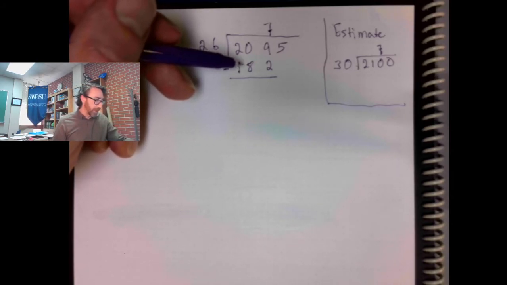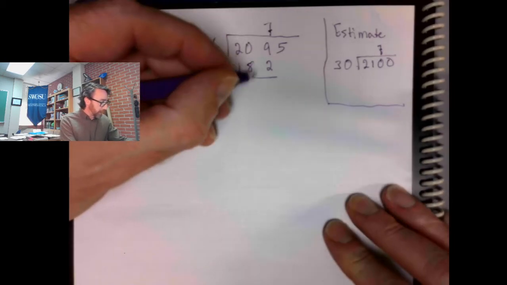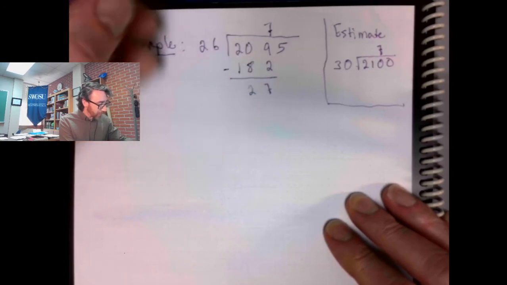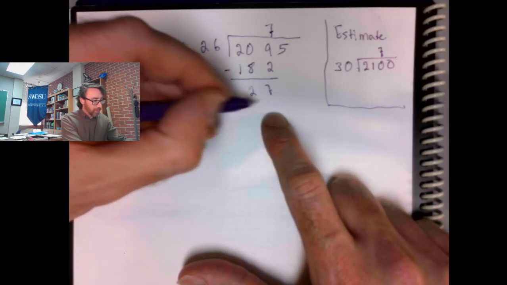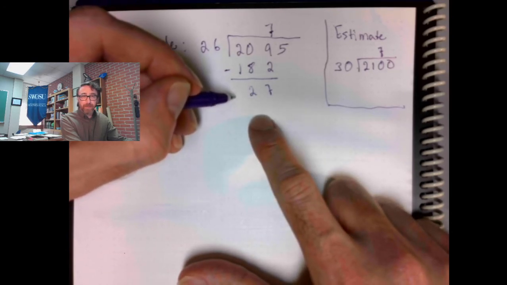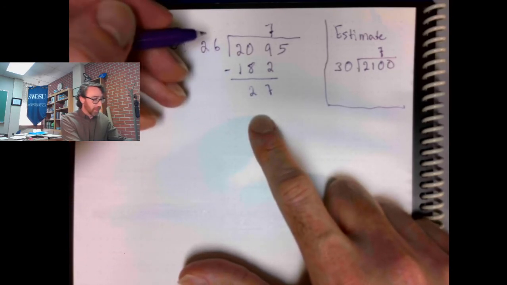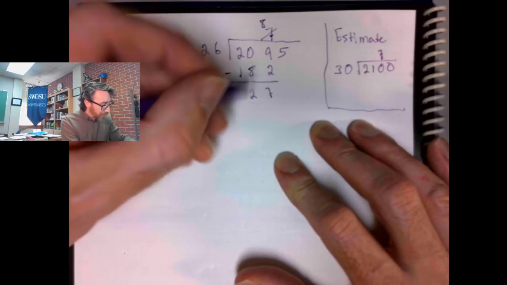Okay, so I do my subtraction. And what I get is a 27. Okay, notice my divisor is 26. What I'm looking at here is this number should always be between 0 and 26. It's over 26 in this case. So I'm going to revise my quotient. I'm going to make that an 8.